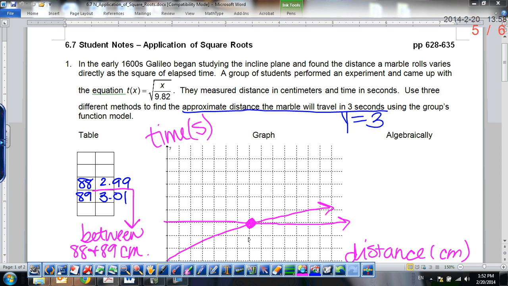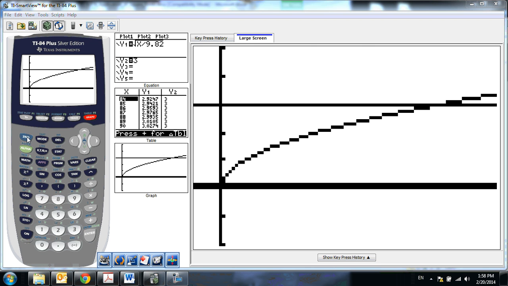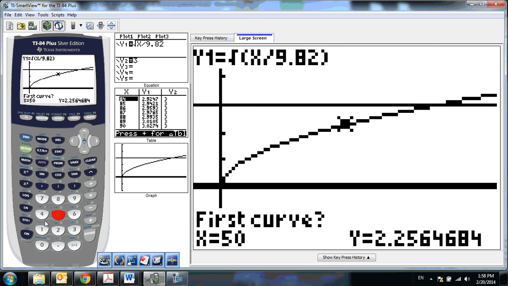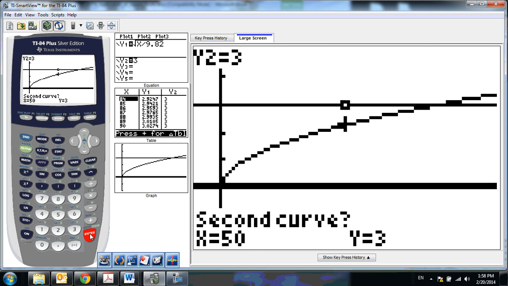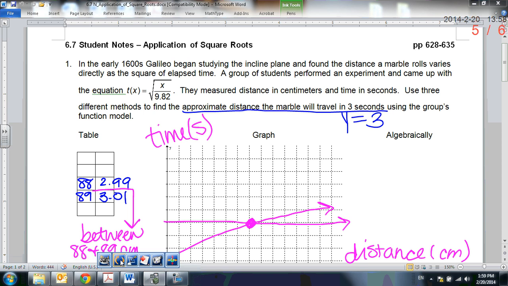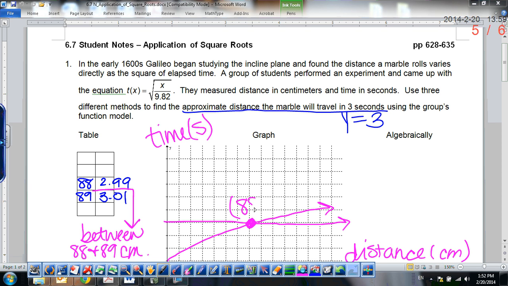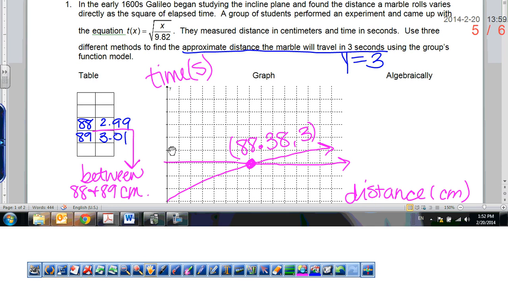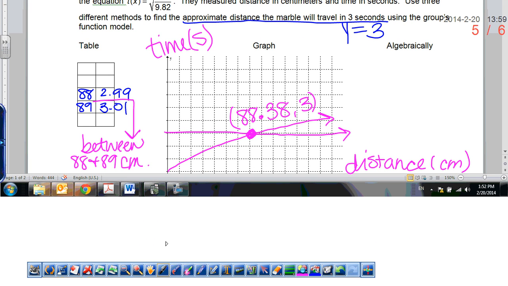So would you agree that I'm looking for that intersection point? Yes. All right. How do we find that intersection point? Second calc 5 for intersect, and then enter, enter, enter. So what is that intersection point? 88.38 comma 3. And what does that tell us? Good. After 3 seconds, we have traveled 88.38 centimeters.